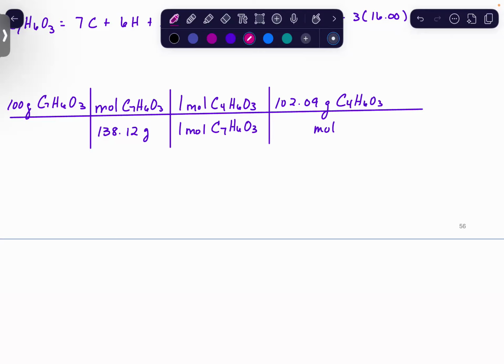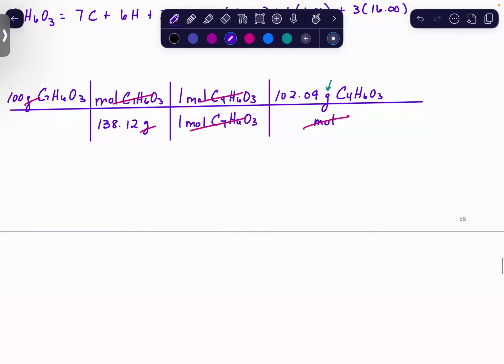All right. So then you notice that grams divides out, moles of salicylic acid divides out moles of salicylic acid, moles of acetic anhydride divides out moles. And I'm left with my grams, my mass of acetic anhydride that I'm looking for. So I multiply this all up, and this is going to give me 73.9 grams of acetic anhydride.